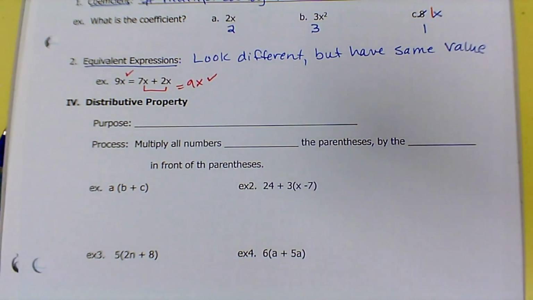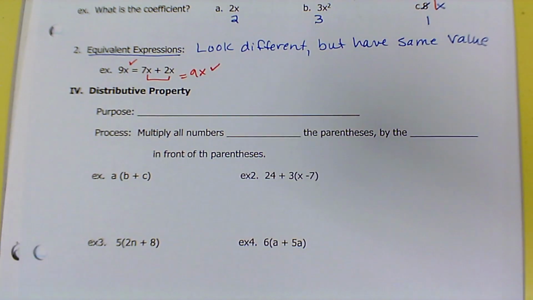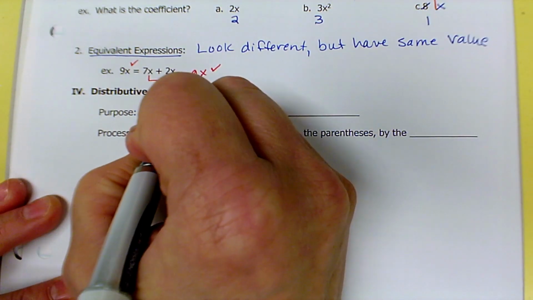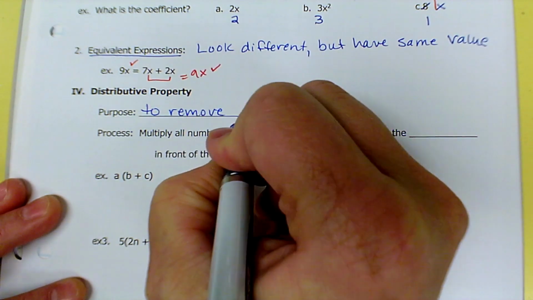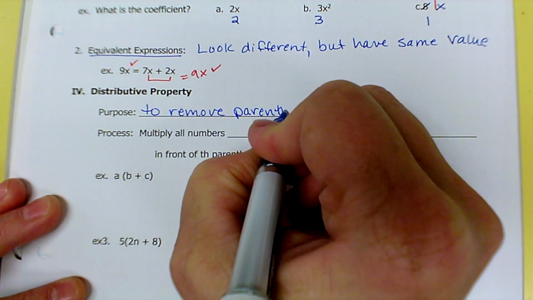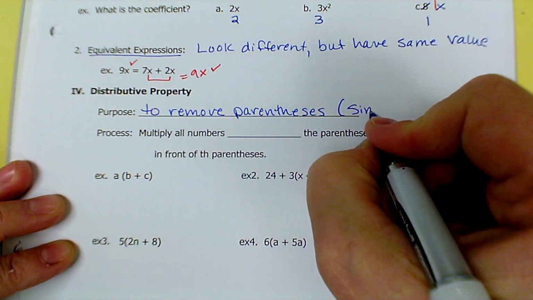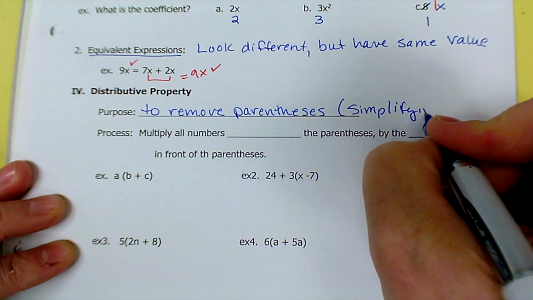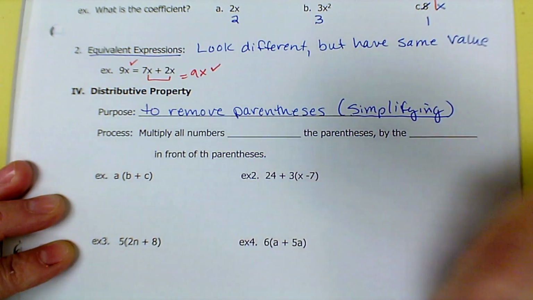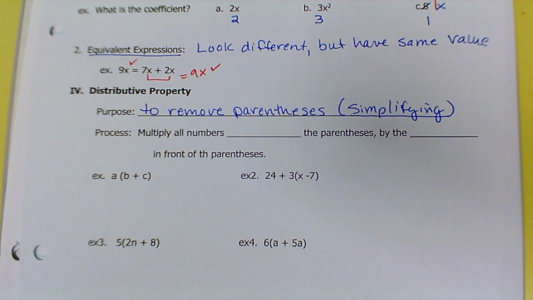Equivalent expressions. All right, last thing, and this is the main part, distributive property. Number 1, the purpose of the distributive property is to remove parentheses. In other words, it's part of simplifying. So anytime you're simplifying, you're removing parentheses, so you're going to occasionally use the distributive property to get rid of parentheses. That's the purpose, to get rid of parentheses.